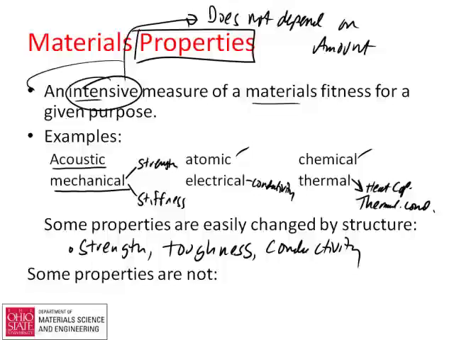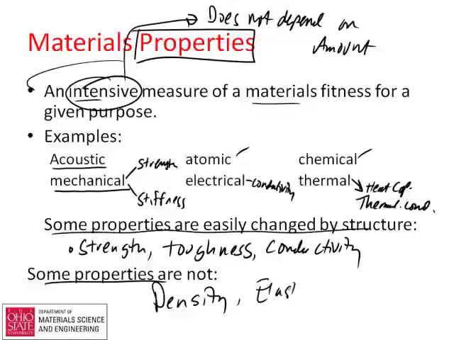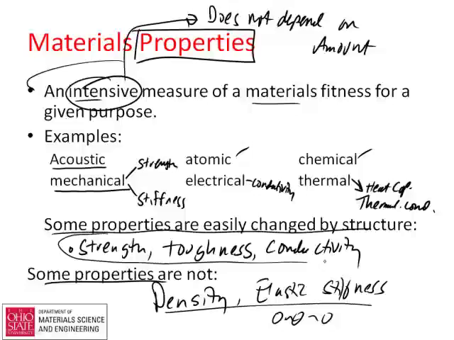Other things are kind of hard to change, and there's kind of some art built into these phrases, but some properties, for example, density, elastic modulus, these are really developed by the interatomic bonding that happens. So it's really hard to change these, whereas these properties have a lot to do with the defect structure, and we can control the defect structure to a pretty large degree. So these can be changed, these can't be changed so much.